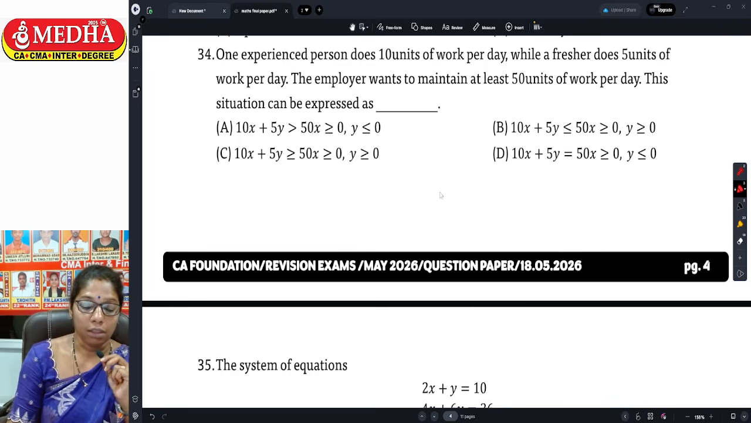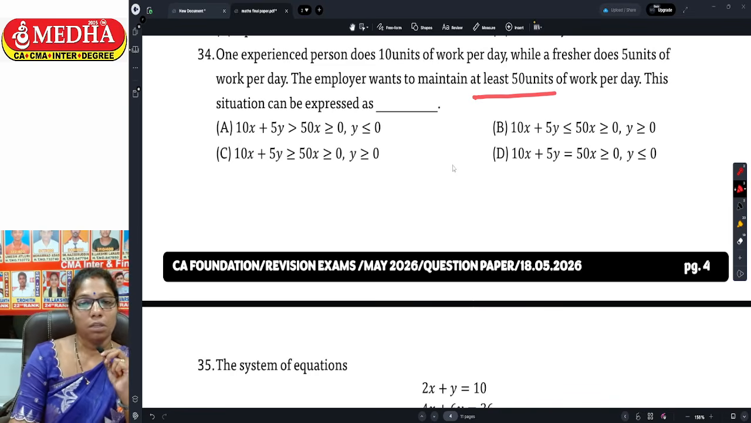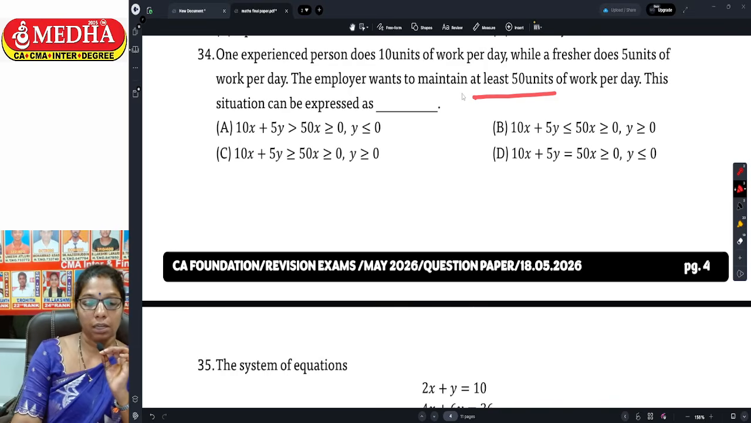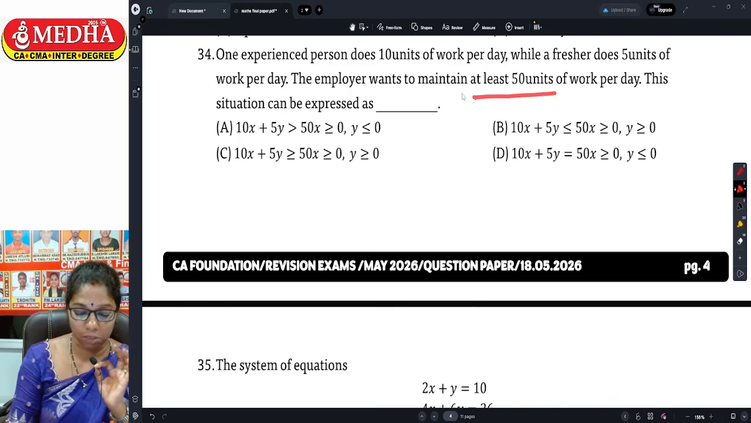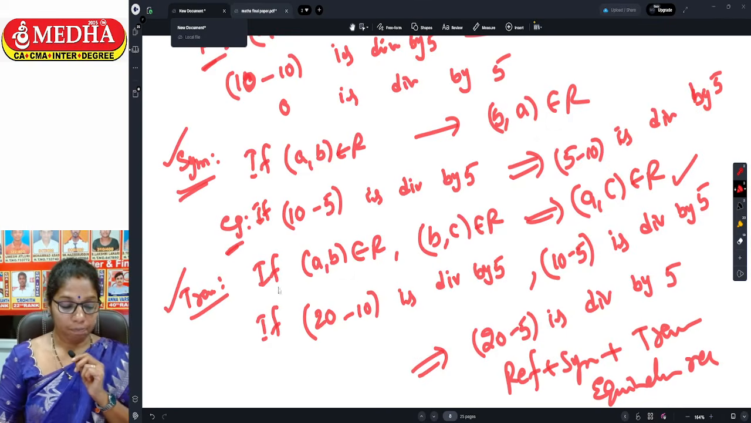The employer wants to maintain at least 50 units. సో అట్లీస్ట్ 50, అట్లీస్ట్ అనగానే గ్రేటర్ దాన్ ఆర్ ఈక్వల్ టు గుర్తుపెట్టుకోమని చెప్పాను. సో అట్లీస్ట్ 50 యూనిట్స్. సో గ్రేటర్ దాన్ ఆర్ ఈక్వల్ అనే ఆప్షన్ మనకి ఎక్కడ ఉంది అంటే ఆప్షన్ సి ఈజ్ ద ఆన్సర్ అండి. సో ఫస్ట్ ఆఫ్ ఆల్ లెట్ మీ ఎక్స్ప్లెయిన్.